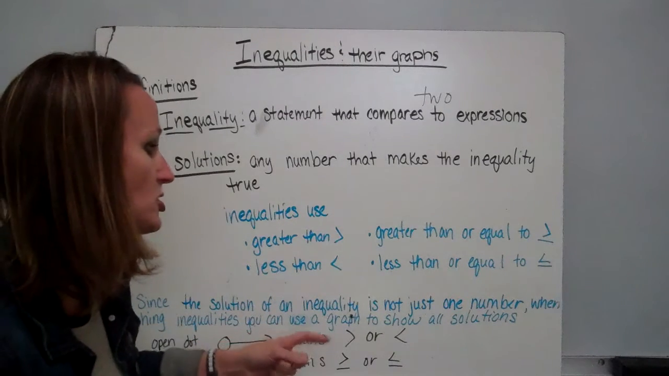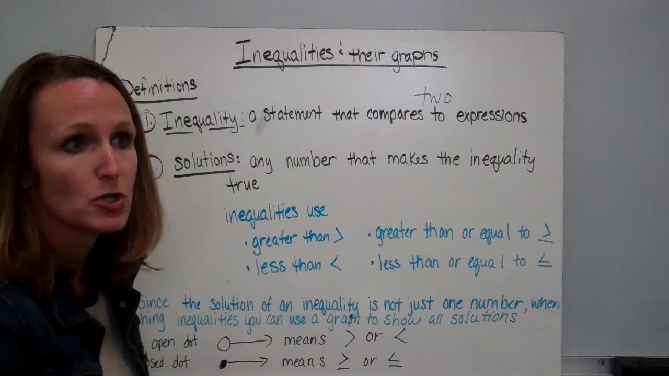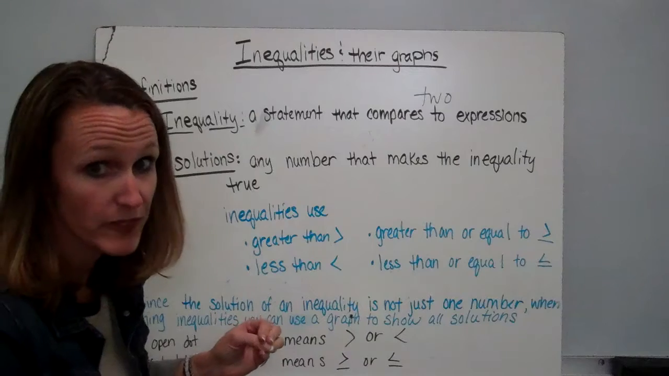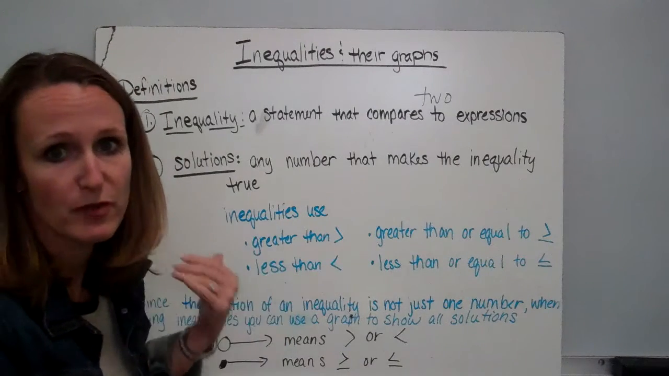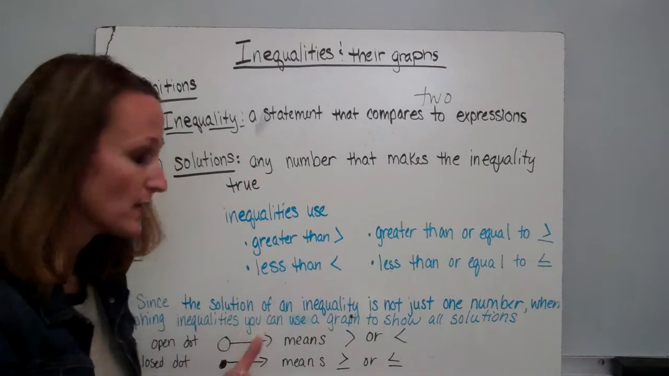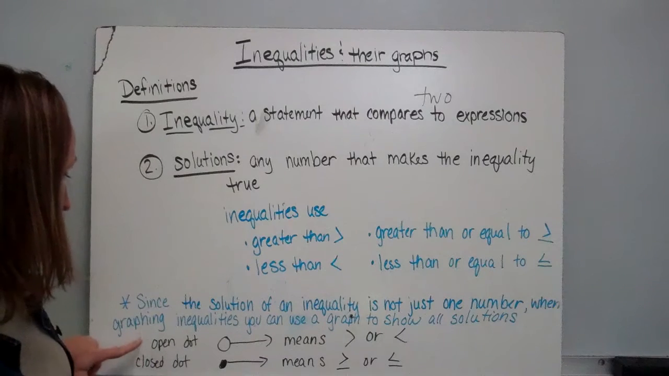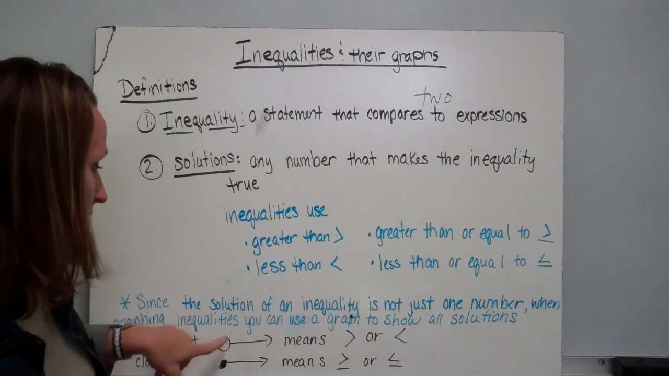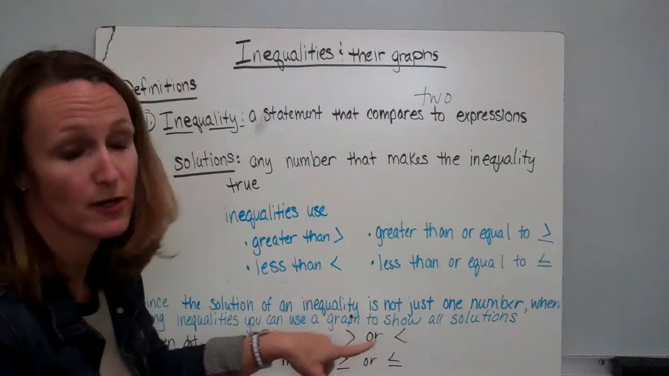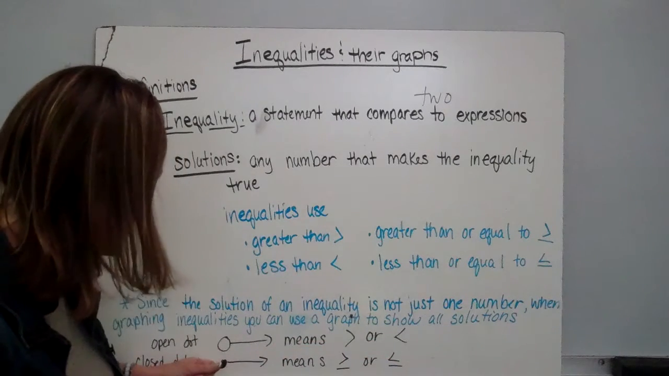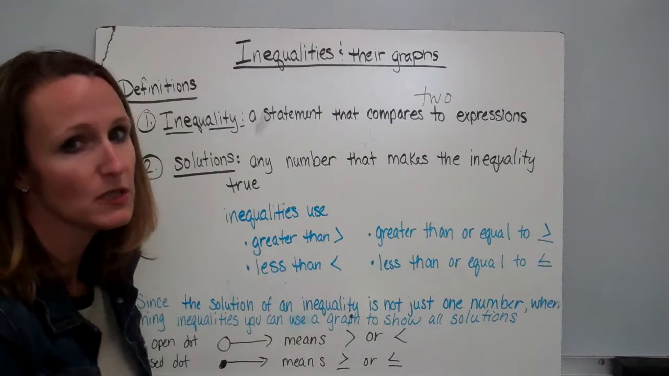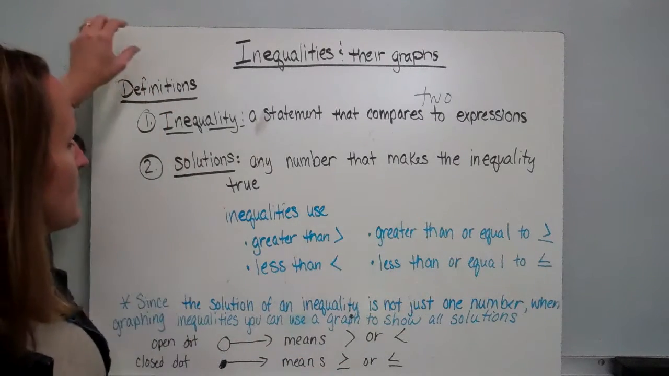Since the solution of an inequality is not going to be just one number, when graphing an inequality's answers, you can use a graph to show all the solutions. We would graph it on a number line, and we would pick the number that we actually got, plus all the numbers above or below it, depending on if it was greater than or less than. We would graph using either an open dot or a closed dot. An open dot means it's just greater than or less than, and a closed dot means it's greater than or equal to, or less than or equal to. We're going to look a little bit more at that as we move forward.